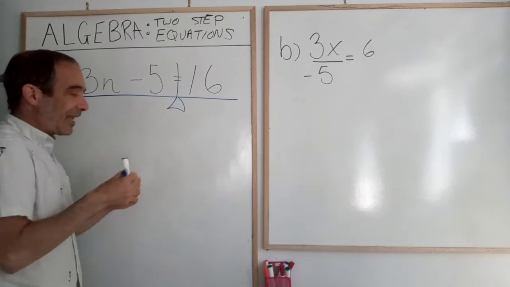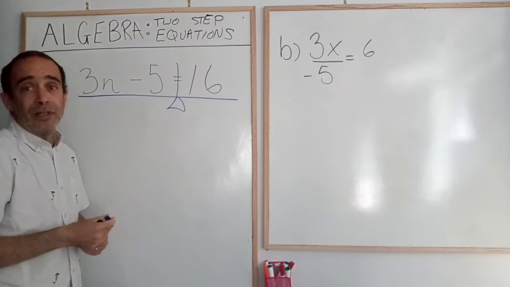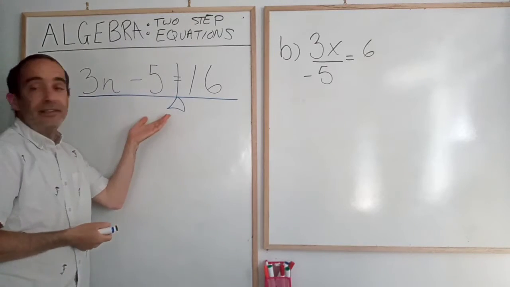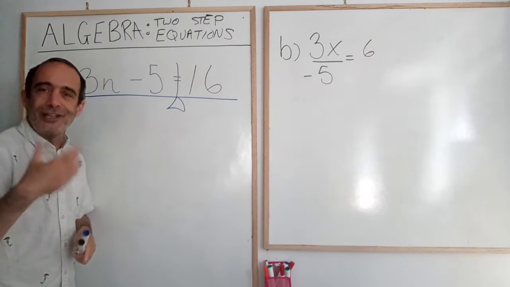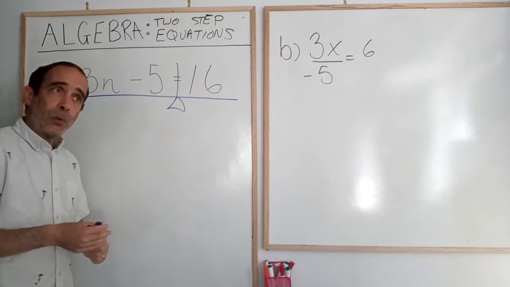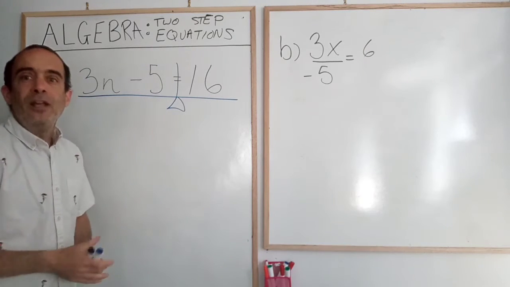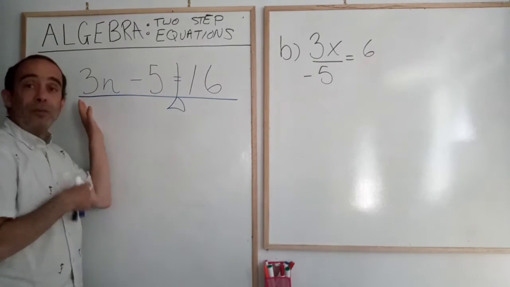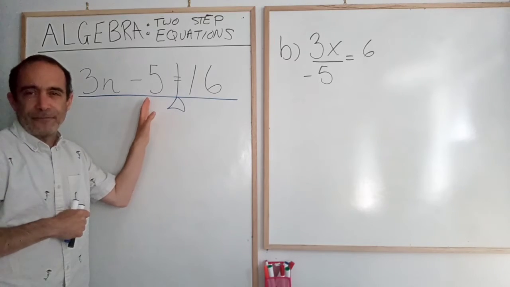So in order to get n by itself, we have to get rid of two guys this time. We have to get rid of the 3, right, and the negative 5. And so which one do you want to get rid of first? You guessed that you wanted to get rid of the 3 first, right? But in fact, we're looking to get rid of that negative 5 first.